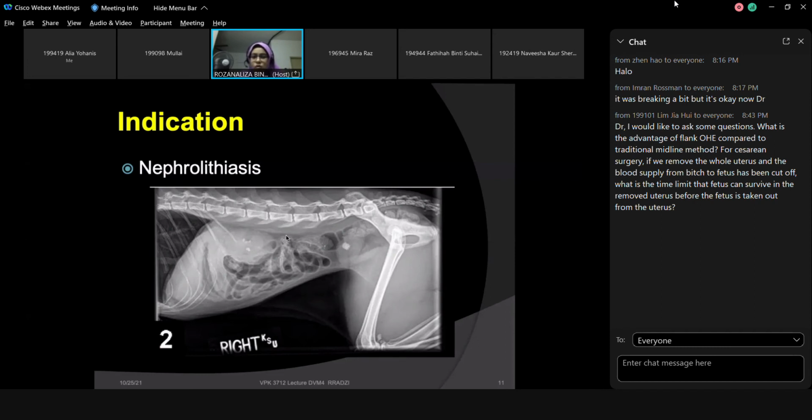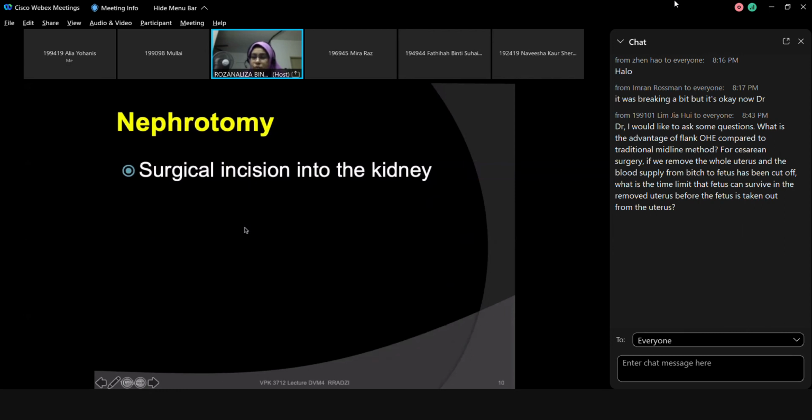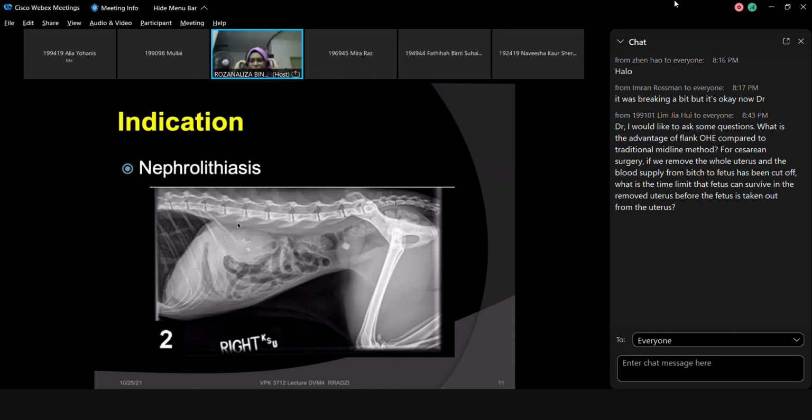Okay, so if we have stones in the kidney, usually we go for a dissolution diet. We try to make the stone smaller so it can probably be flushed out. I know it's difficult, but usually we do not try to remove the stone by performing a nephrotomy. Yes, the books describe it, but in reality, I don't have experience doing that. Even with my studies overseas, I didn't see my supervisor doing it.